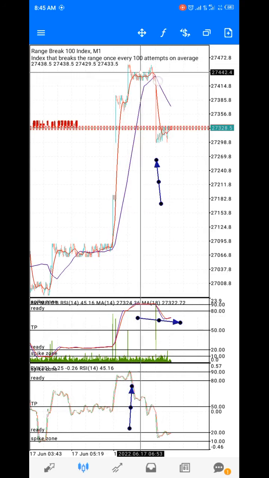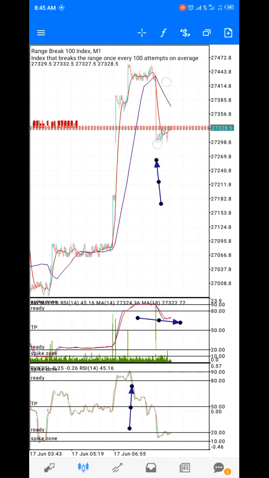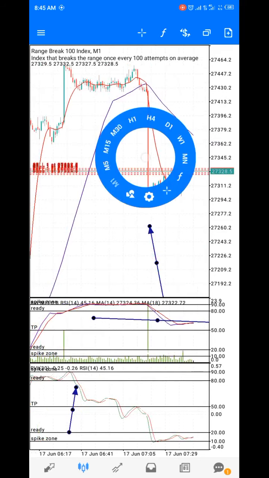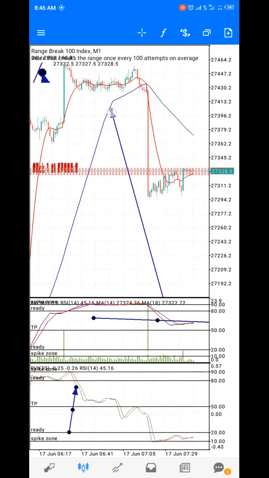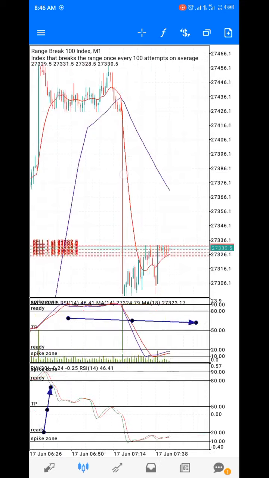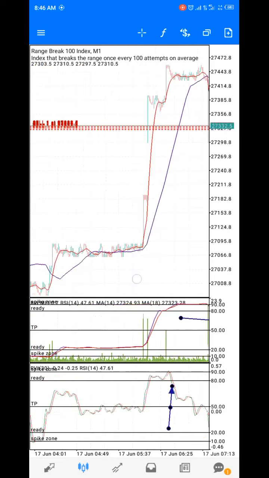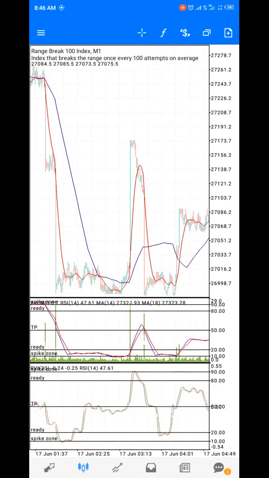Then you wait for a time where this blue moving average crosses over this red moving average. Let me zoom in and use this arrow. Once it crosses over the red moving average and the spike happens, then in the following range, you enter your market. And that's why I took this trade. And it's been working for me. So let's just back test it.